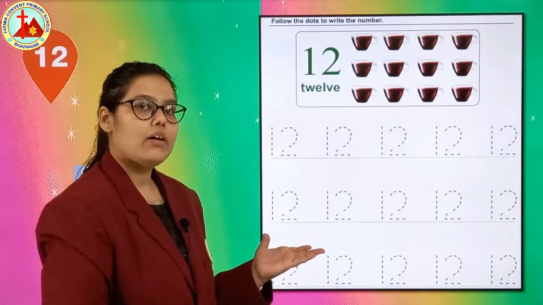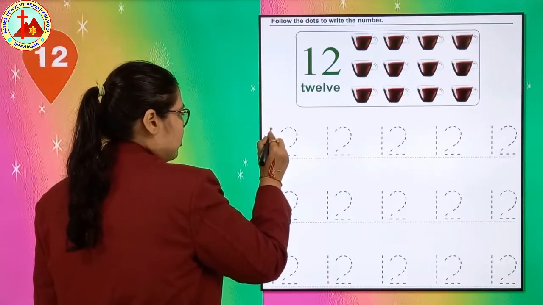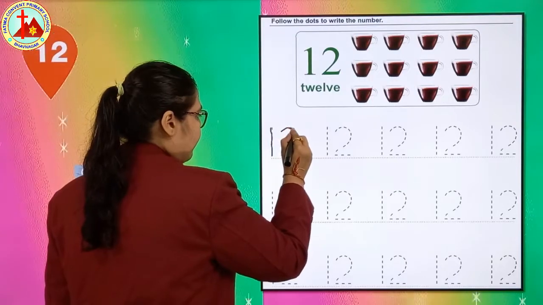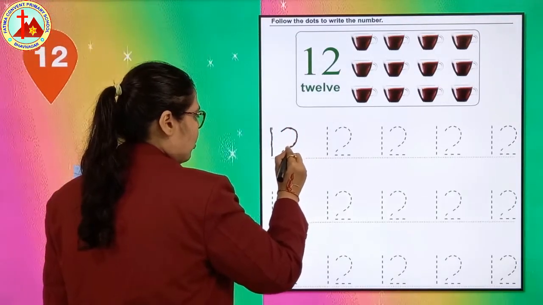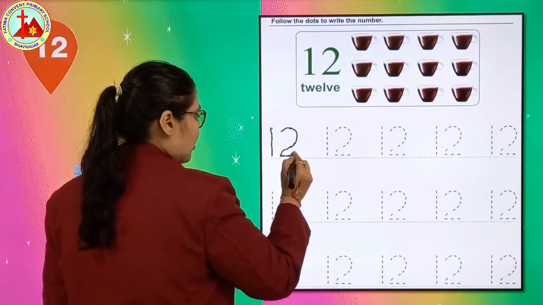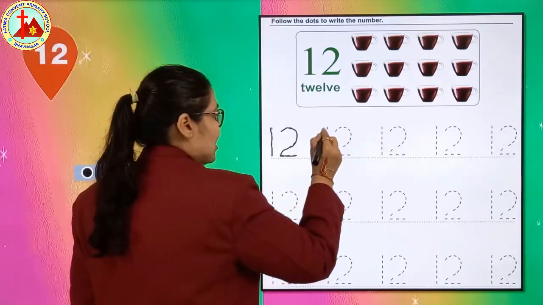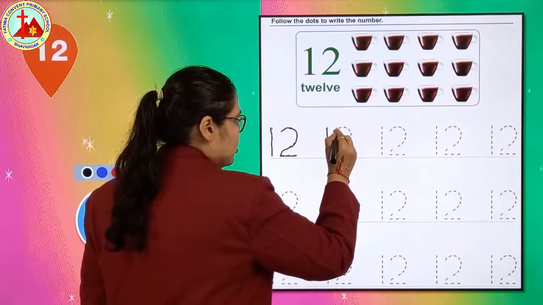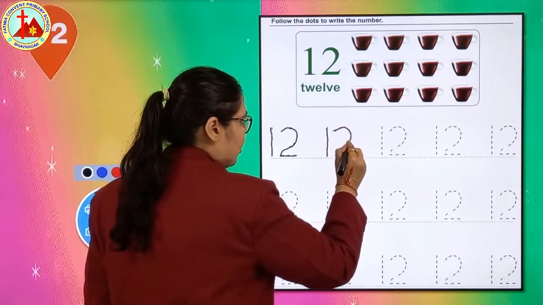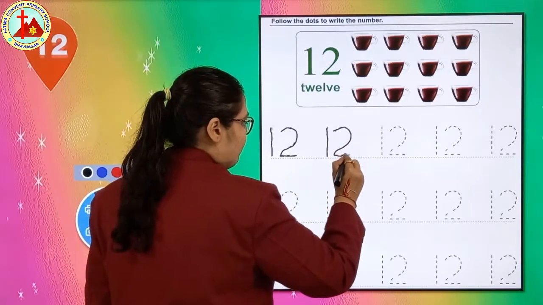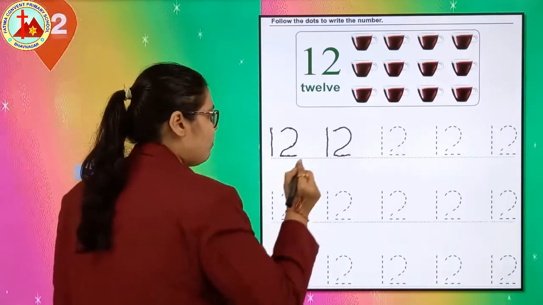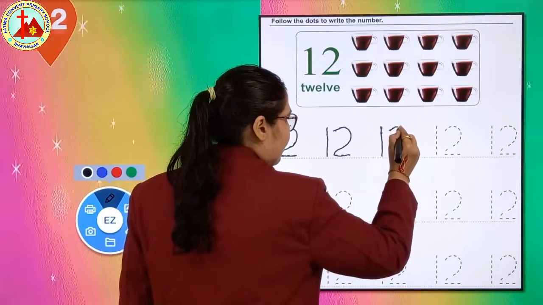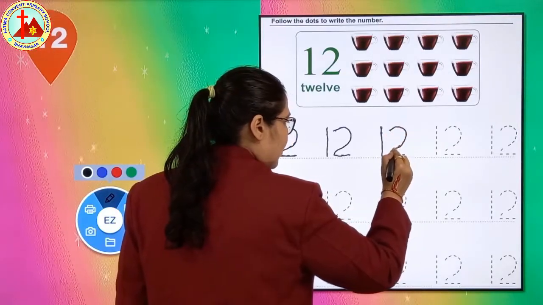Now we are going to trace number 12. Slowly, slowly you have to do and touch all the dotted line. 1, then make 2. Which number? 12. Along with writing, you have to say the number also, okay? Don't forget. First, you have to write 1. Then, which number you have to write? Number 2. Which number we are writing? Number 2. 12. First, you have to write 1. Then, you have to write number 2. Which number? 2.